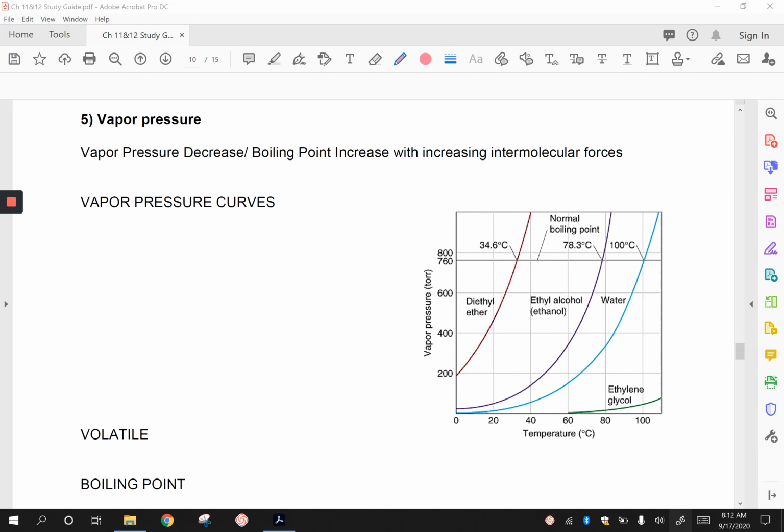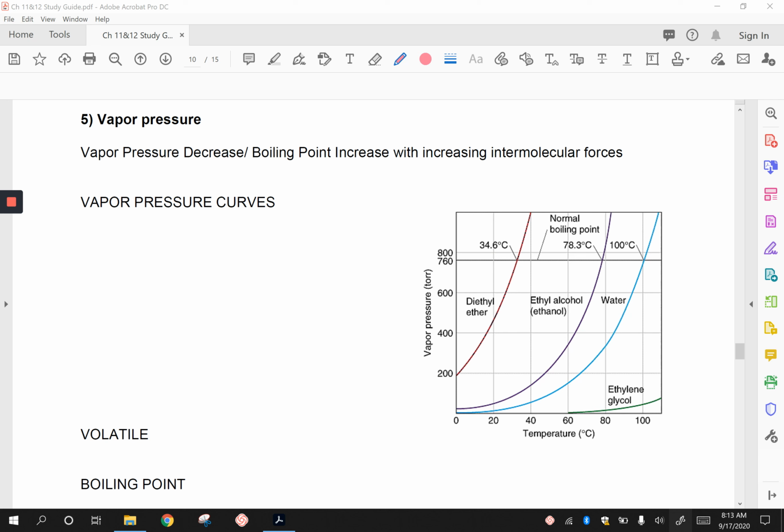Hello. Today we're going to talk about vapor pressure. So again, we're talking about liquids and solids where the particles are condensed or close together. And because of that, the intermolecular forces are significant and they affect all kinds of different properties. So solubility, melting point, boiling point, heat of vaporization, all kinds of different properties. So another property that's affected by intermolecular forces is vapor pressure.